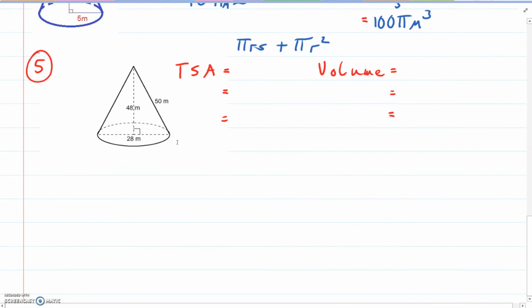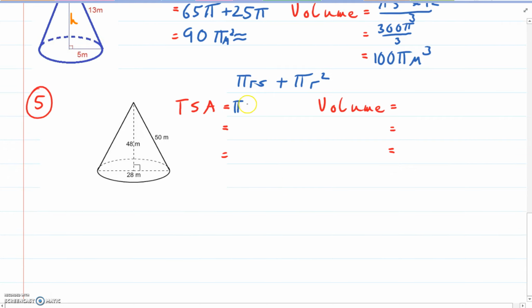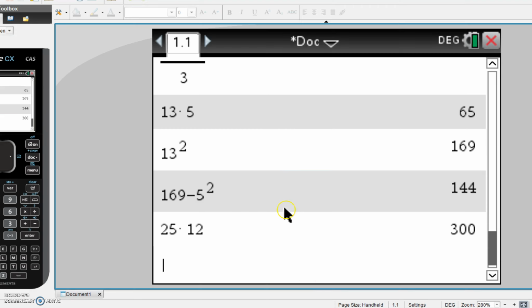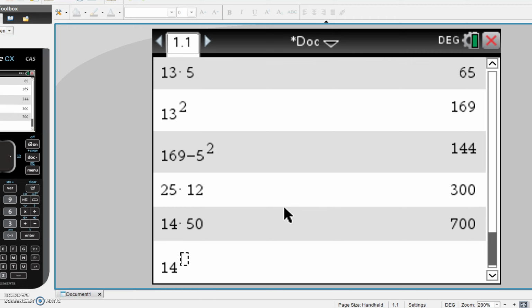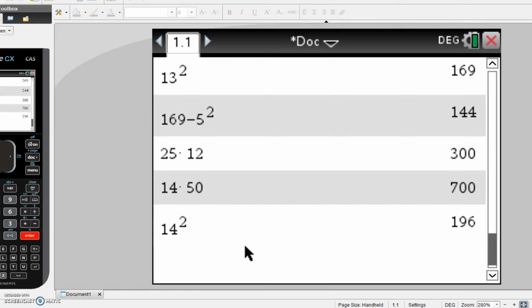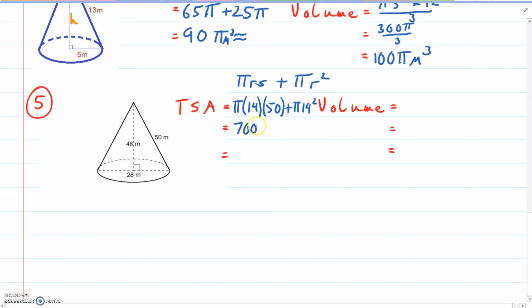Alright, some big numbers coming up here. Total surface area, same thing, pi, not 28, 14 times 50, pi 14 squared, so 14 times 50, and 14 squared, so 700 pi plus 196 pi, which is 896 pi meters squared. And you can approximate that if you'd like.